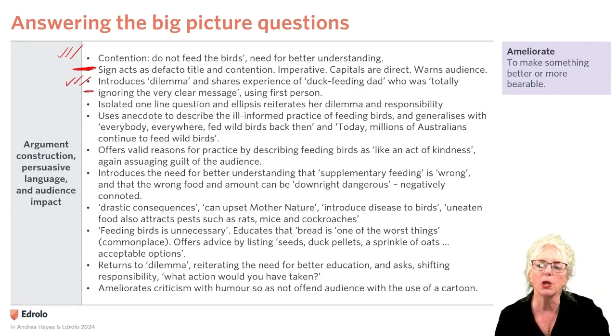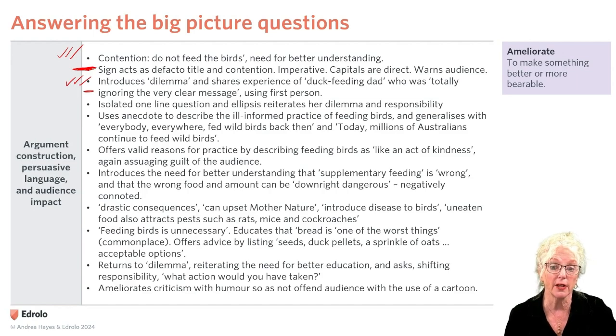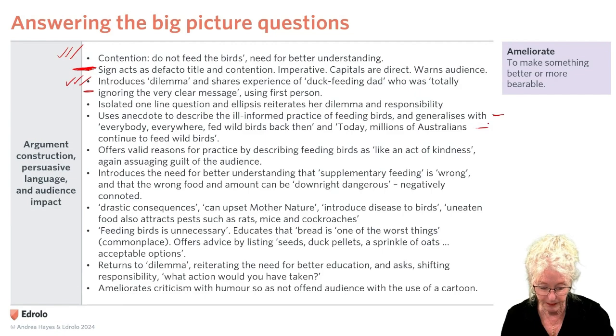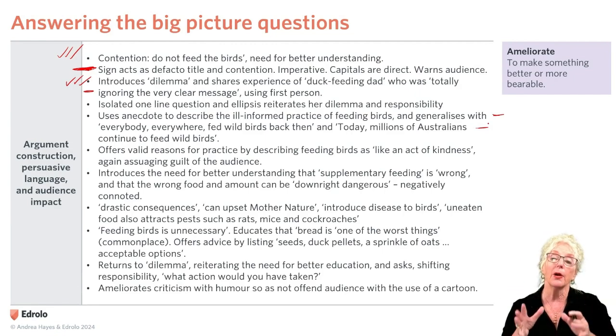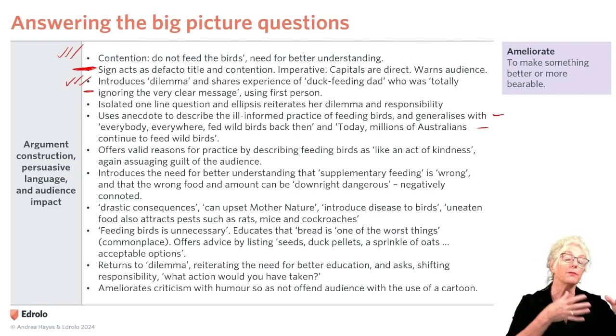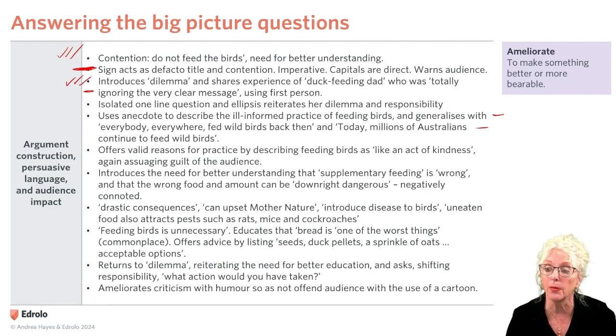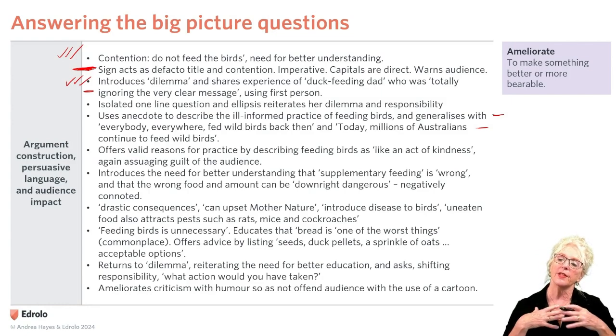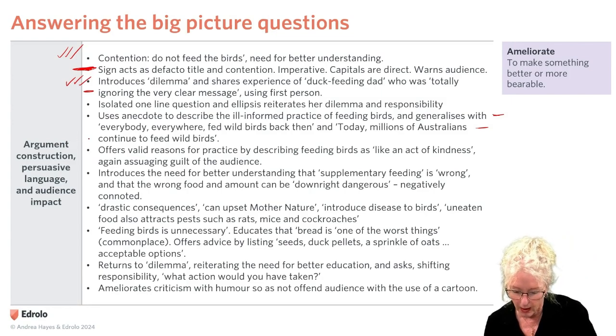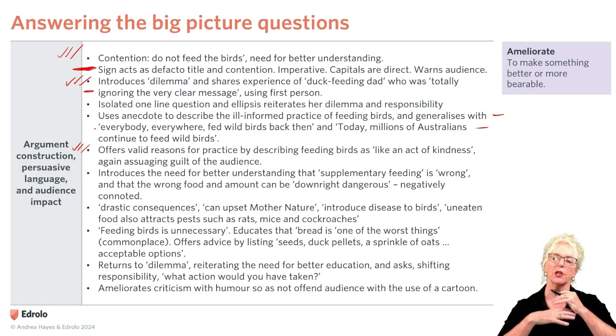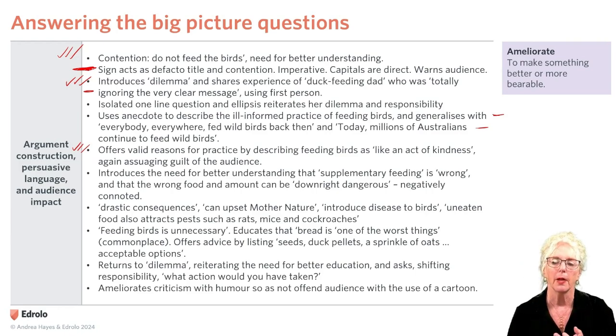She uses an anecdote to describe the ill-formed practice of feeding birds and generalises. So here we've got lots of techniques. Everybody everywhere fed wild birds back then, and today millions of Australians continue to feed wild birds. So then she offers valuable reasons. I like this one as part of her argument. She provides them with valid reasons for feeding the birds. People think it's kind, so her audience doesn't feel that guilty.